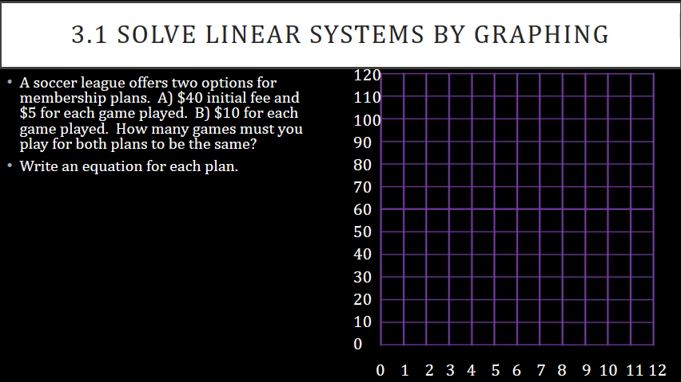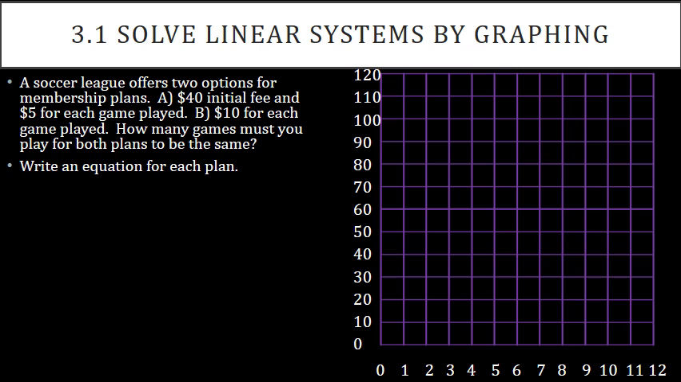Now let's try a word problem. A soccer league offers 2 options for membership plans. Option A is a $40 initial fee and $5 for each game played. Option B is $10 for each game played with no initial fee. How many games must you play for both plans to be the same? So we're going to start by writing an equation for each plan.